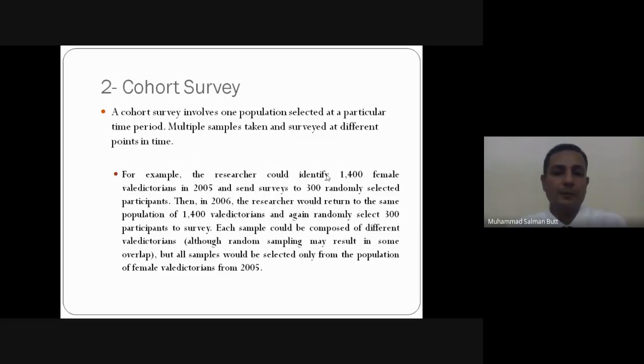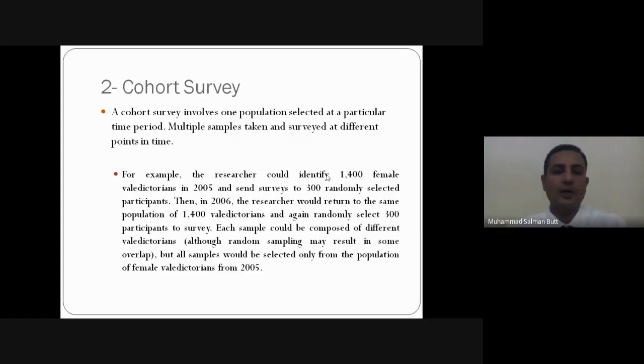So in this example, the book is saying that you have selected a group of 1400 female valedictorians, or you can simply say the 1400 students who graduated in 2005, and then you studied only 300 out of those 1400 through randomly selected participants. The process of randomization is a complete concept we will discuss in great detail when we study the experimental research design, but in random sampling, each and every participant has equal chances to be selected. So you have selected 300 participants out of 1400 graduated students in 2005, and then you conducted the survey.